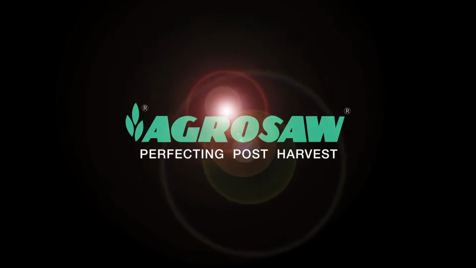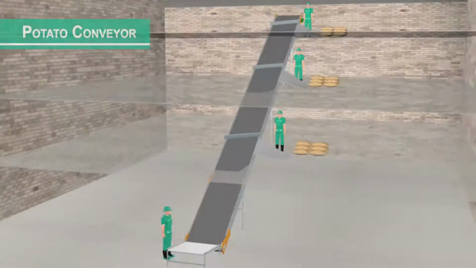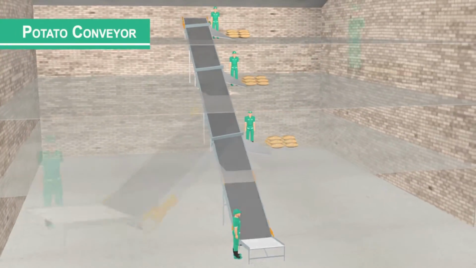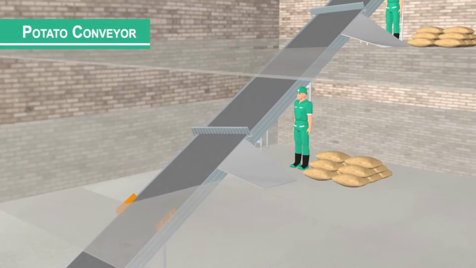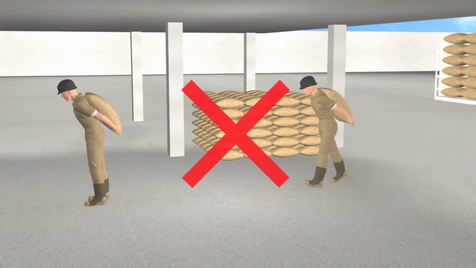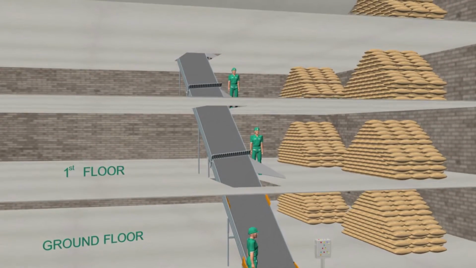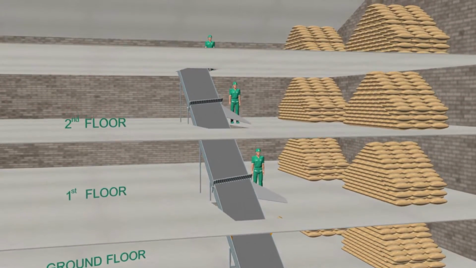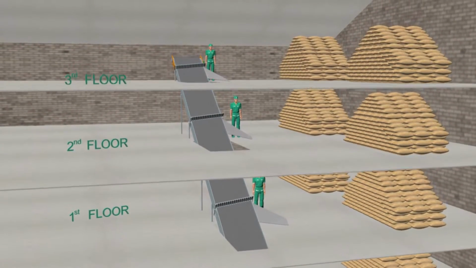Agrosaw, perfecting post-harvest. Potato Conveyor, the proven equipment from Agrosaw, helps circumvent drudgery and bottlenecks caused by labor shortages or other similar reasons. These conveyors can be used in multi-story godowns and help increase productivity by reducing material handling time.